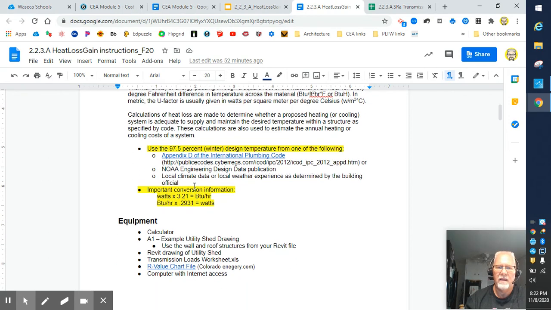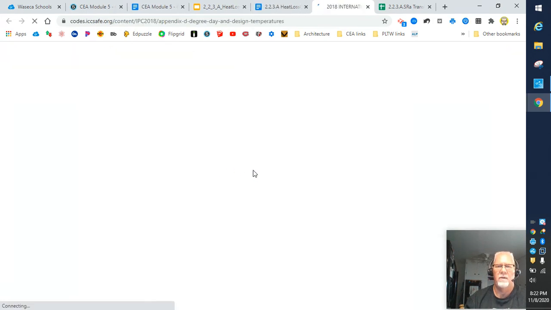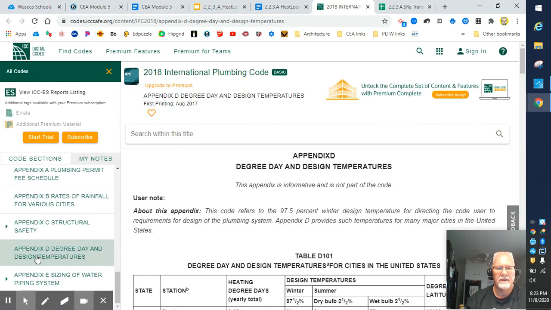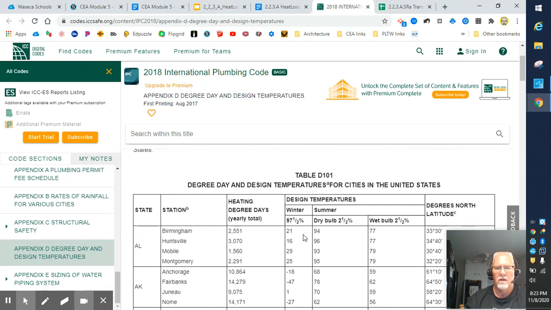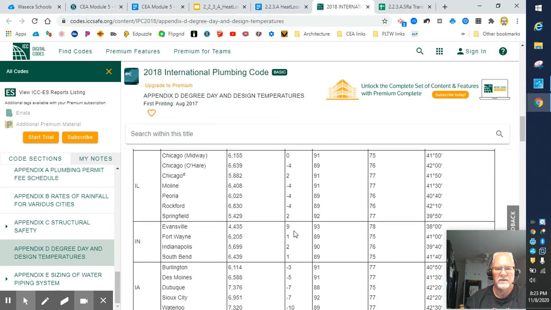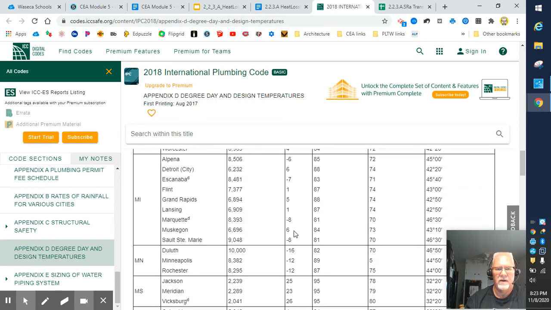So I've highlighted a number of things on this activity here. We'll be using the 97.5% winter temperature, okay? And if you link into the codes, our building codes takes you to that. I have a link right to the page for the building codes, and we're going to Appendix D, as it says in the activity. Well, here's our 97% column. So you'll just have to scroll down and find Minnesota. Minnesota, where are we? Here we go.